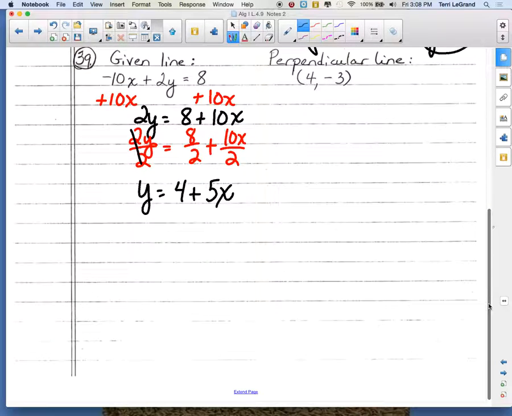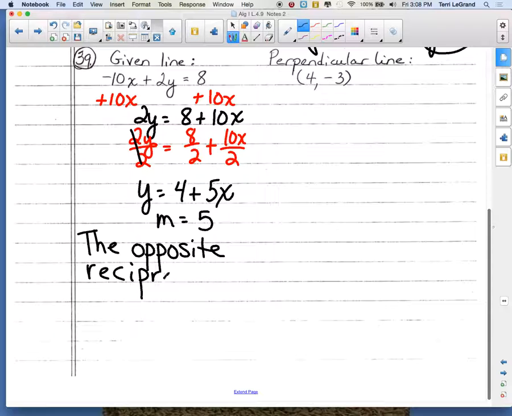What's the slope of our given line? 5. So what does that mean the slope of our new line is? 5? Negative 5? Really? Huh. I mean, wait. Okay, let's do this. Negative 1/5. The opposite reciprocal, let's write this in our notes, the opposite reciprocal of 5.